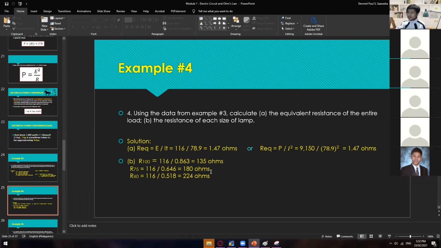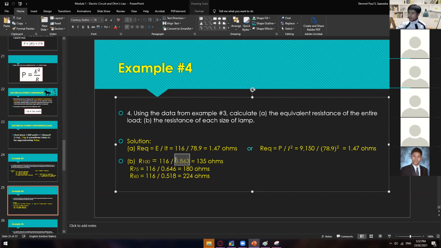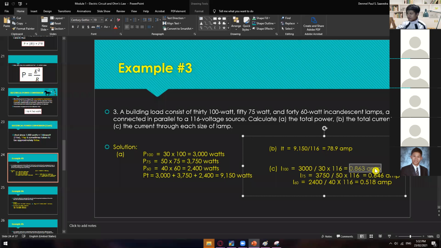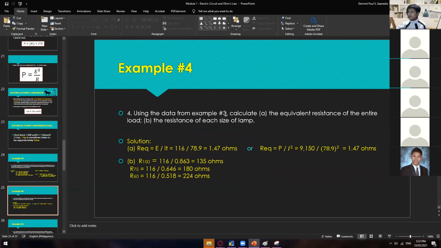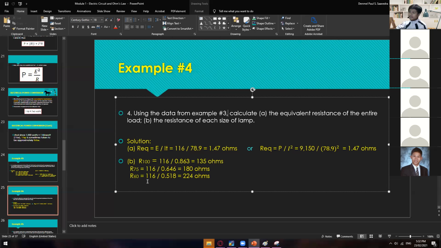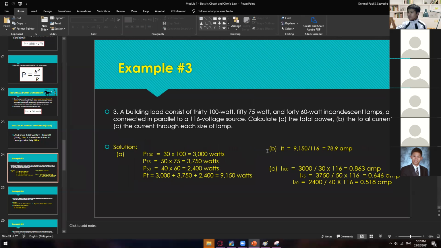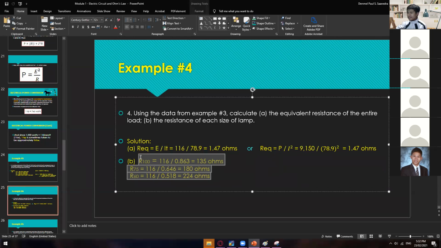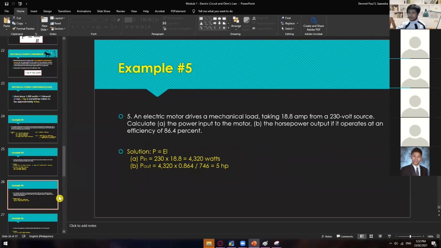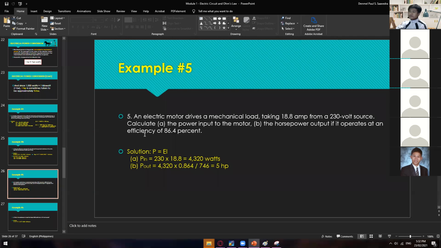I didn't show you how we got this one since it's already in here, so just look for the values. Since it says here, it came from example number 3. If your answer in example number 3 is correct, then your answer in here is also correct. The last one is example number 5. Why did I say last? Since we don't have enough time anymore, we will continue the rest next meeting.